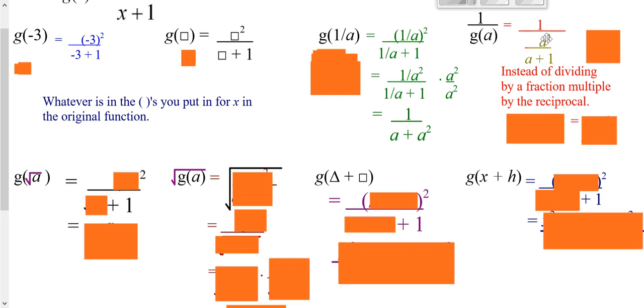But now I have 1 divided by a fraction. Instead of dividing by a fraction, I can take my 1 and multiply by the reciprocal of this. Well, multiplying by 1 doesn't change it, so it is just this ugly color right here of an a plus 1 over an a squared.